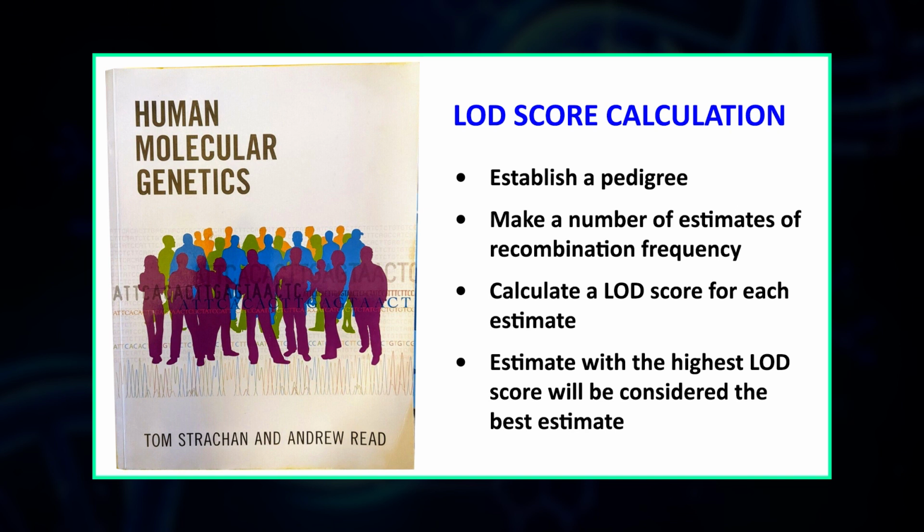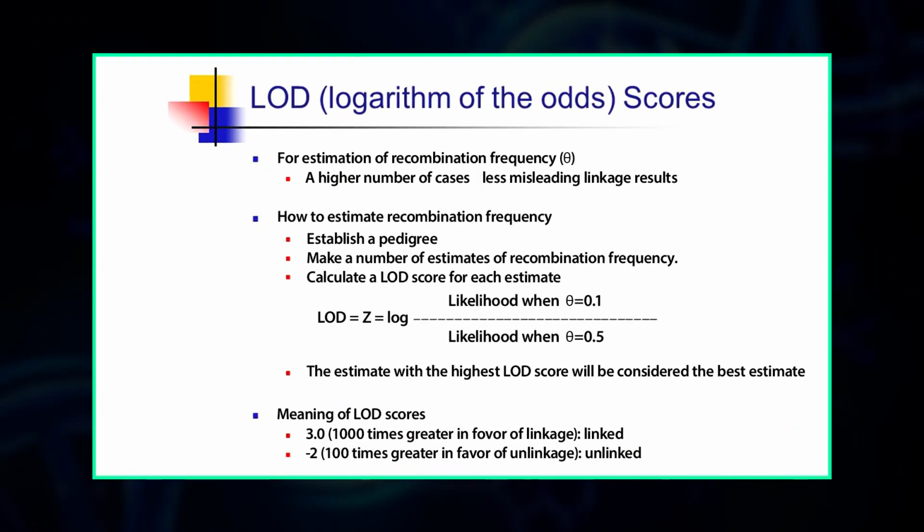Establish a pedigree, make a number of estimates of recombination frequency, calculate a Lod score for each estimate. The estimate with the highest Lod score will be considered the best estimate. By convention, a Lod score greater than 3 is considered evidence for linkage, as it indicates 1000 to 1 odds that the linkage being observed did not occur by chance. On the other hand, a Lod score less than -2 is considered evidence to exclude linkage.